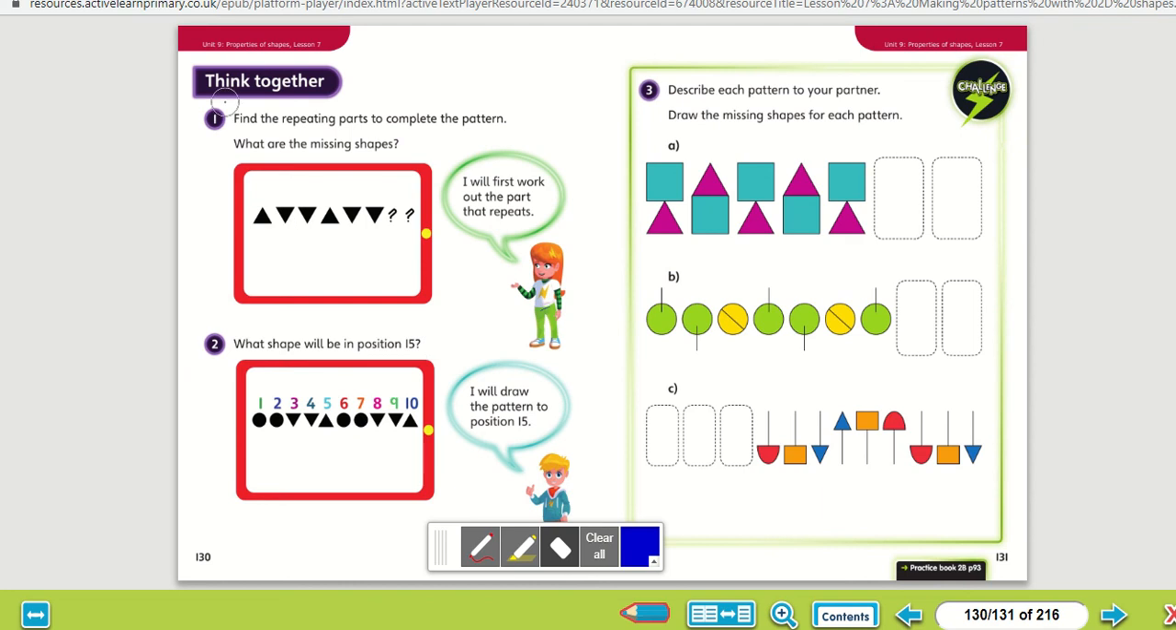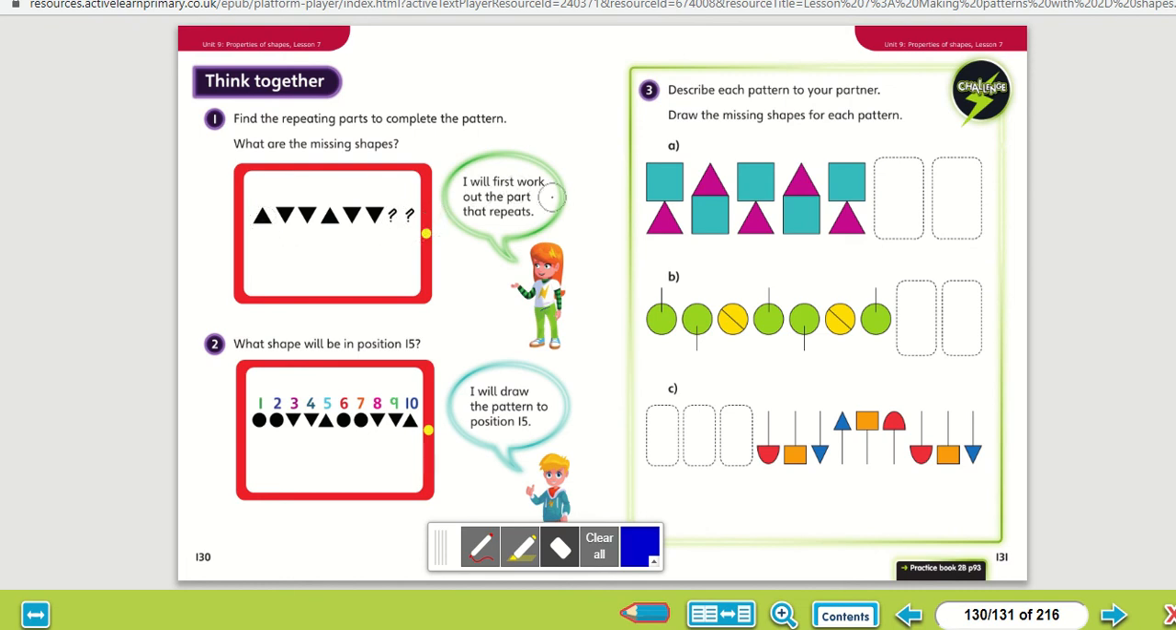Now, let's think together. Can you find the repeating parts to complete the pattern? What are the missing shapes? This is a regular triangle and these two upside down triangles. So one regular triangle and two upside down triangles. And one regular triangle and two upside down triangles. So what's next? It should be one regular triangle like this one and two upside down triangles.